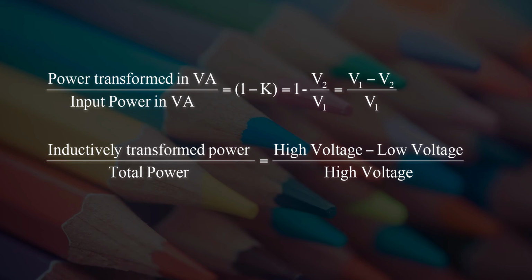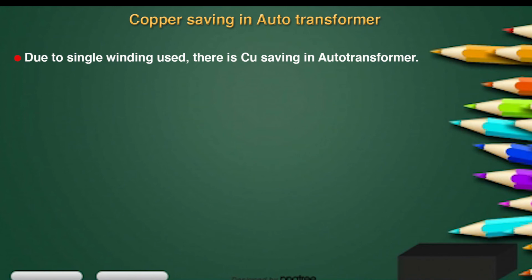Now we are going to discuss the copper saving in the autotransformer. So due to the use of a single winding compared to the normal two winding transformer for the same capacity and voltage ratio, there is saving in the copper in the autotransformer. Due to the single winding used, there is a copper saving in the autotransformer.